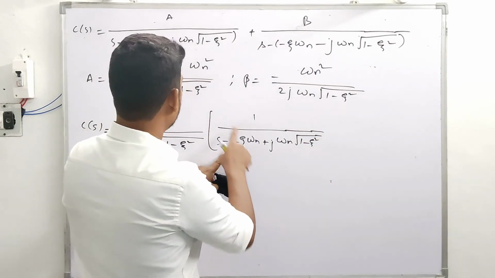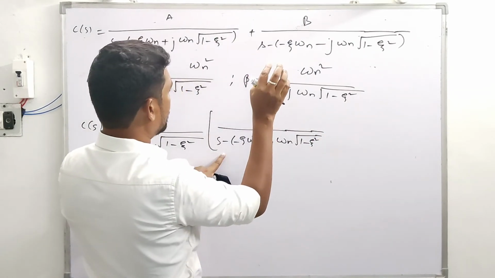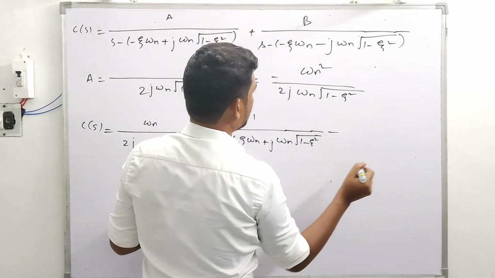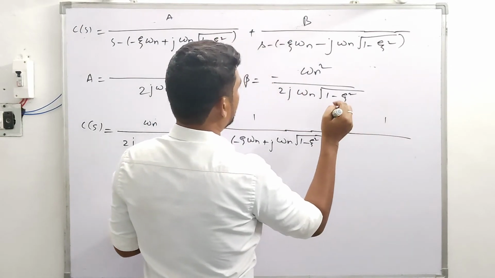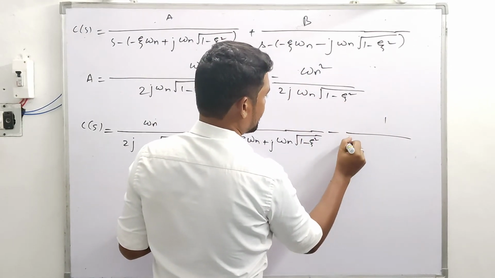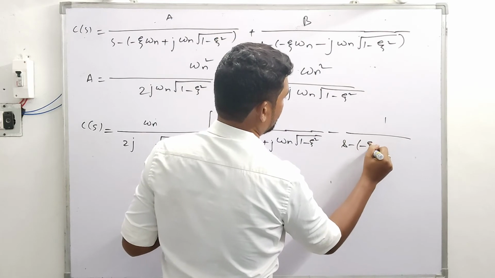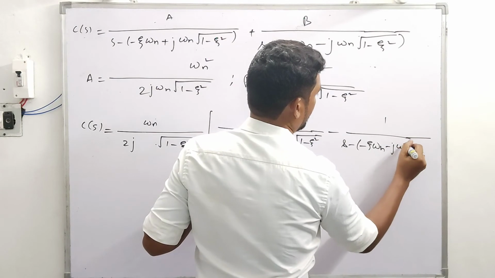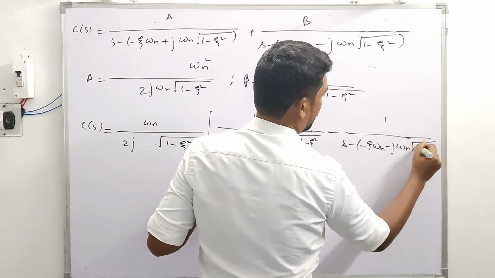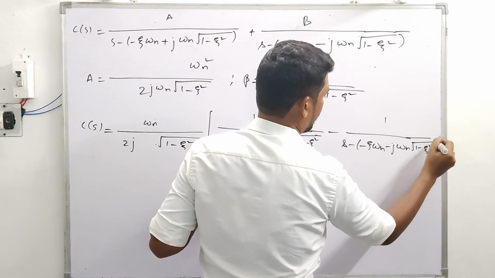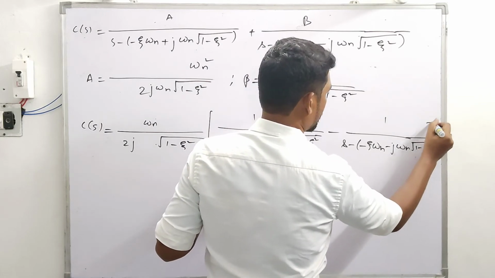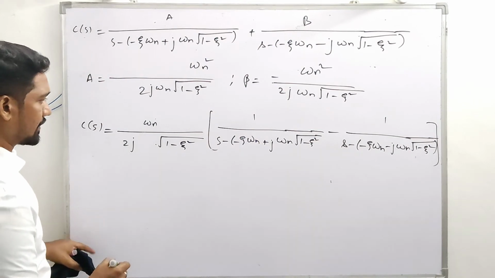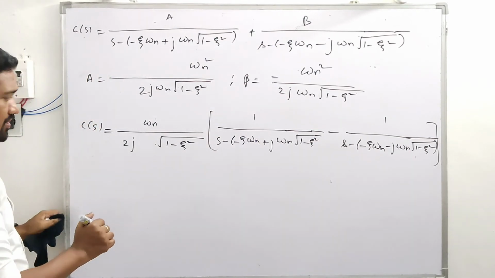All right, so this one from this one, and what about, we have this negative, isn't it? This negative will appear over here, so negative 1 minus this comes as it is. s minus of minus zeta omega n negative j omega n into under root 1 minus zeta square. All right, so close the bracket. So yeah guys, now applying the inverse Laplace transform.